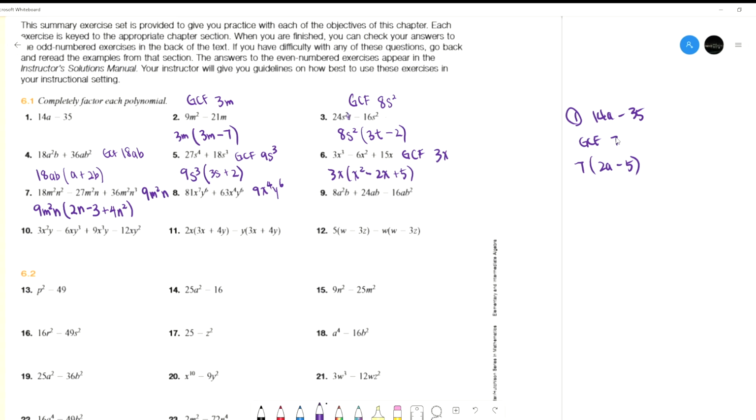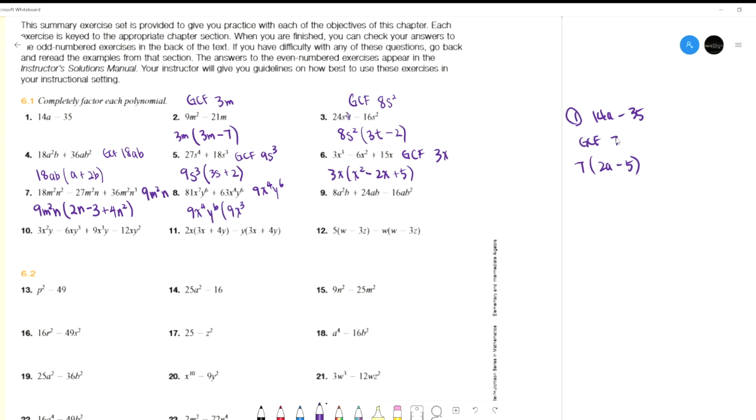So let's factor that out. We got 9x to the 4th, y to the 6th. When we factor it out from the first term, 81 divided by 9 is 9. X to the 7th over x to the 4th is x to the 3rd.